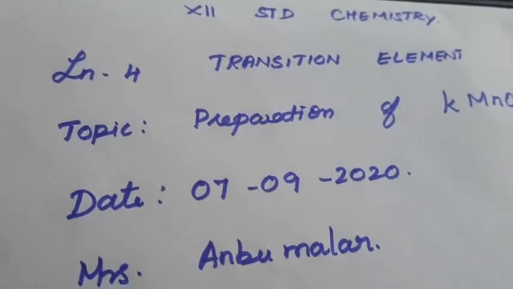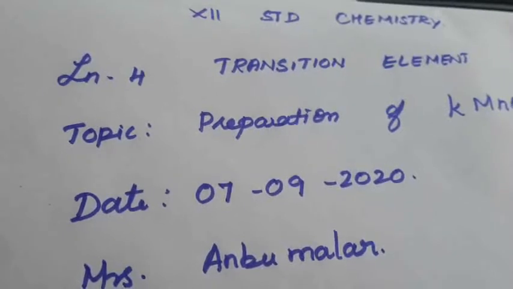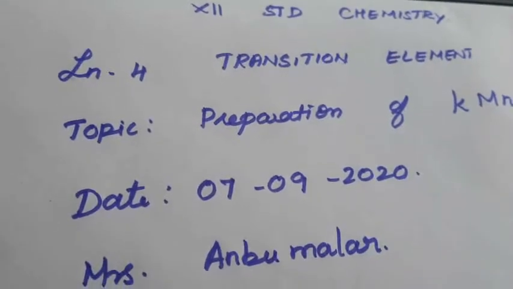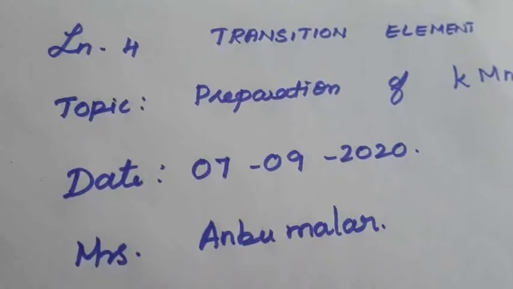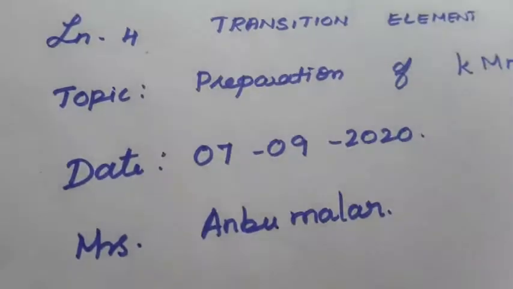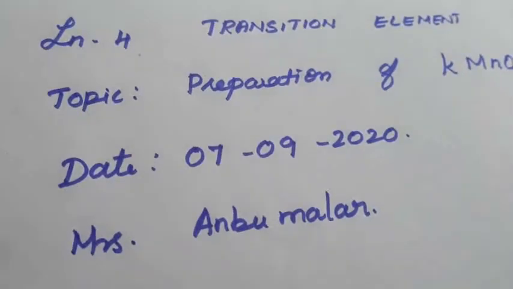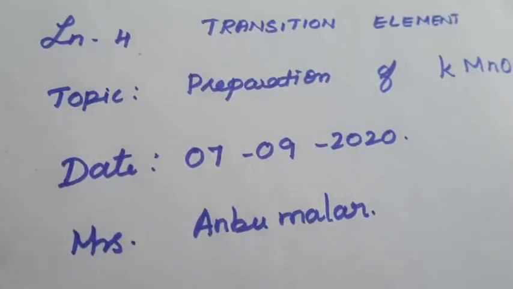Today we are going to see the continuation of your 11th lesson 4, transition elements. The topic is preparation of KMnO4. In the previous video we completed potassium dichromate and the chromate ion. Today we are going to see how to prepare the potassium permanganate.